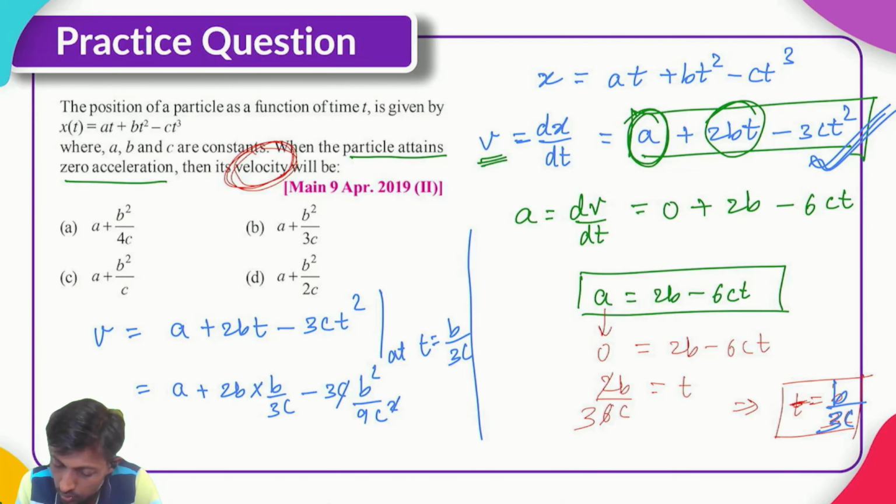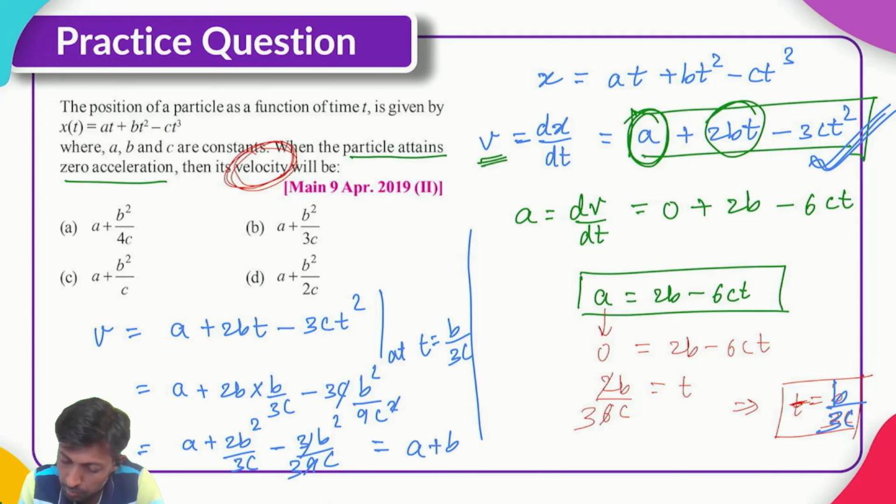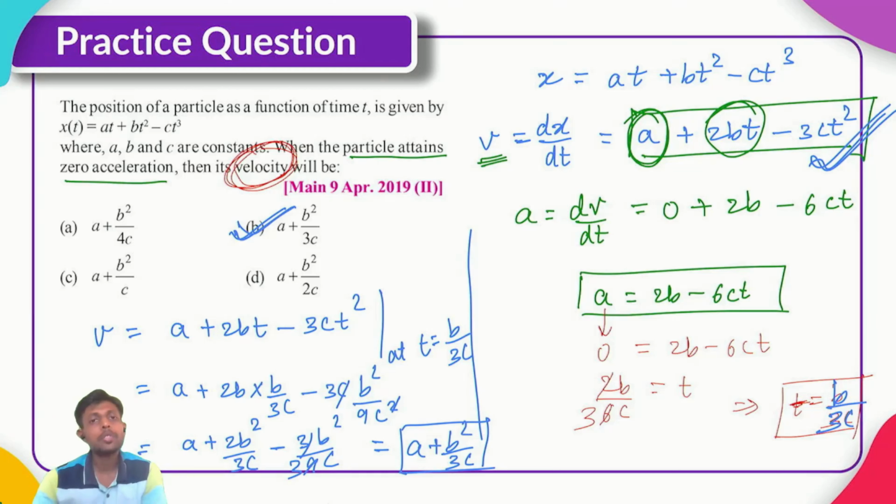So this goes like this. We have a plus 2b square by 3c minus 3b square by 9c. So this gives us a plus b square by 3c. Option B is the correct answer.